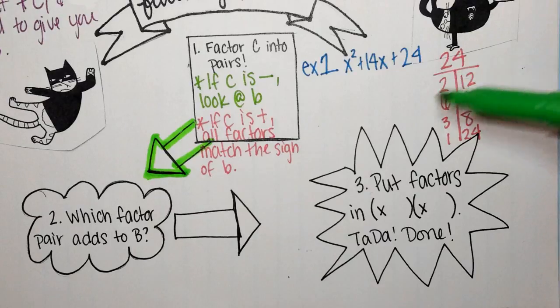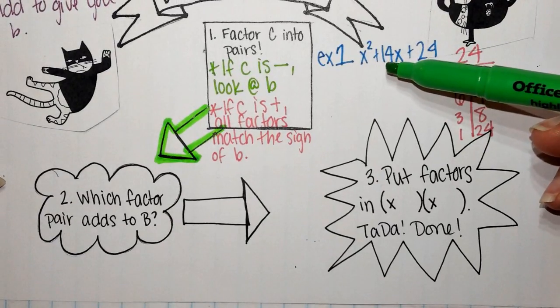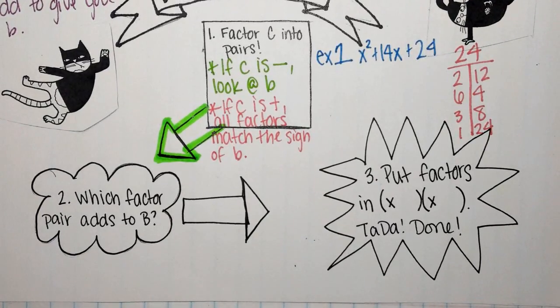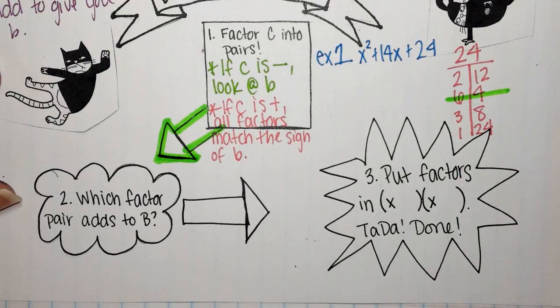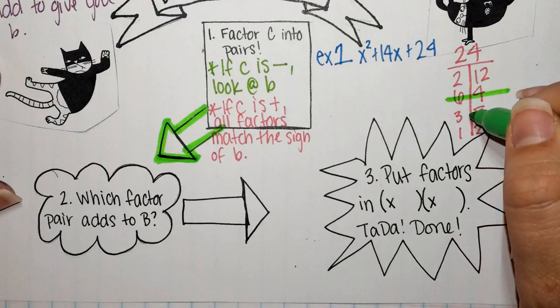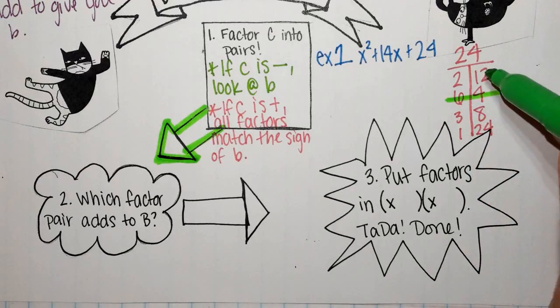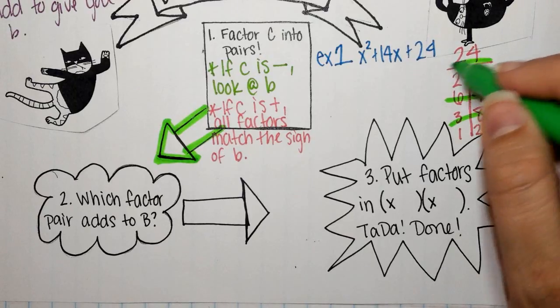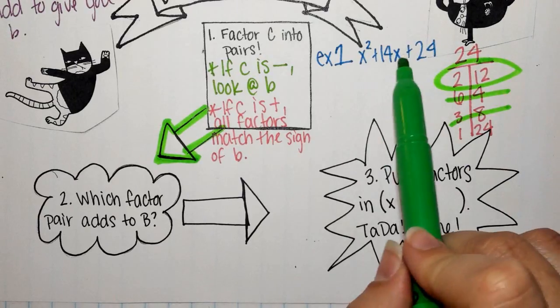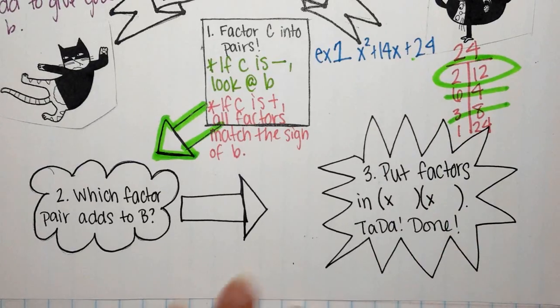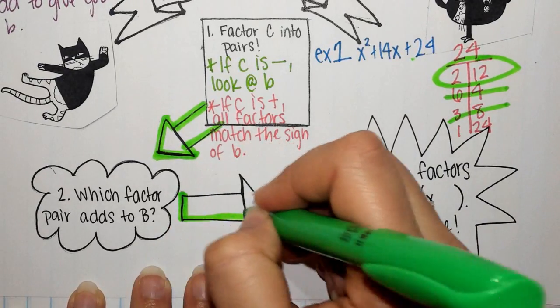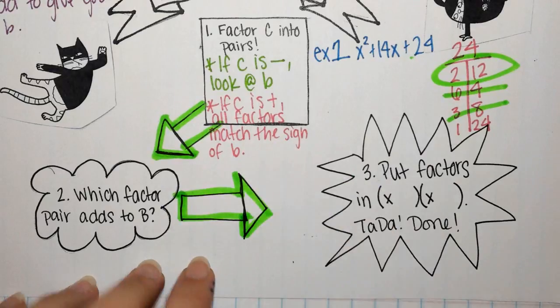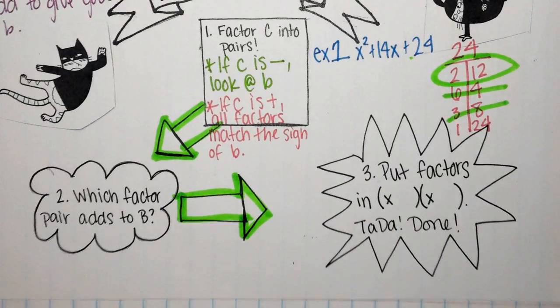What two numbers of these multiply to give you 24 and add to give you 14? What's 6 plus 4? What's 3 plus 8? I just want you to answer me. Thank you. 2 plus 12 is 14. So remember, we're multiplying to get C, adding to get B. So we've done step 1. Now we're on to step 2. We did that. Step 3 says to put factors in parentheses, and then you're done.